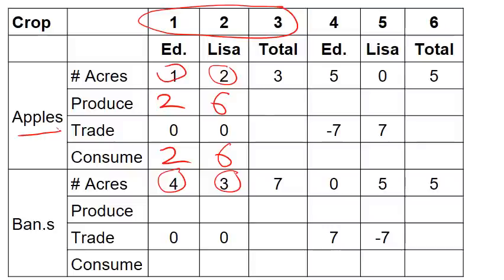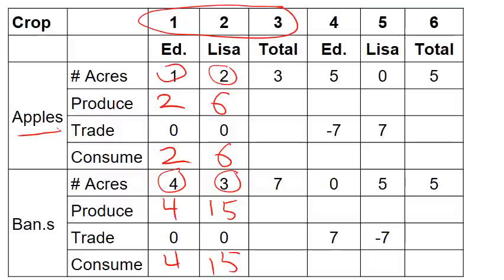Now let's look at bananas. Edward has 4 acres for bananas. Each acre of Edward's can produce 1 banana. So if he uses 4 acres to grow bananas, he'll grow 4 bananas, and he'll consume 4 bananas because no trade occurs. Lisa, on the other hand, can grow 5 bananas on each of her acres. So if she uses 3 acres, she'll grow a total of 15 bananas, and she'll consume 15 bananas.